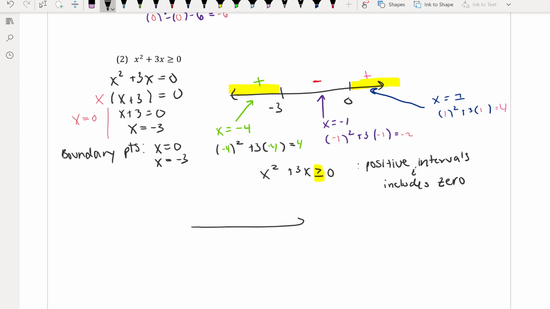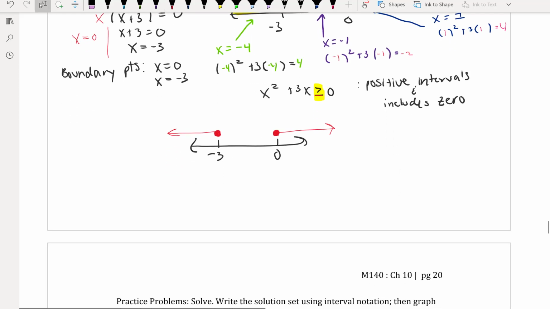So when I regraph this, I have my critical values, or sorry, my boundary points. We have -3 and 0. And we are going to have a closed filled-in circle, since there is a line underneath the inequality, that goes this way, and a closed filled-in circle at 0, and it goes off this way. So that's what my graph is going to look like. So once I have the graph, it's a lot easier to write my interval notation.